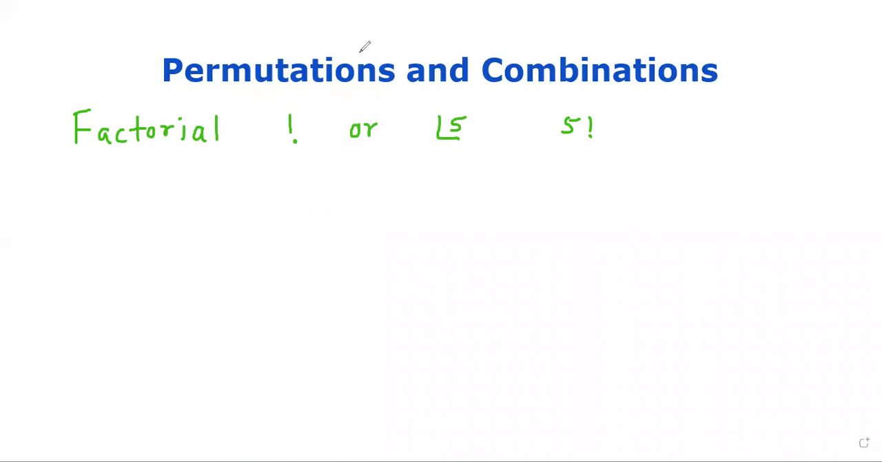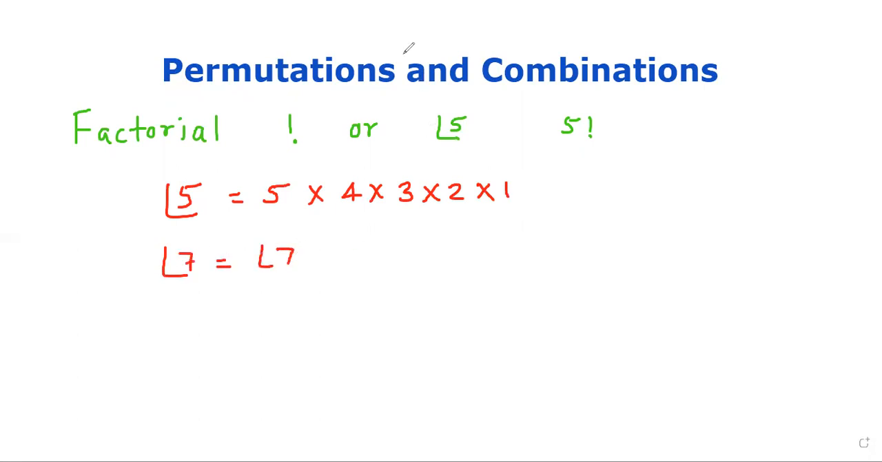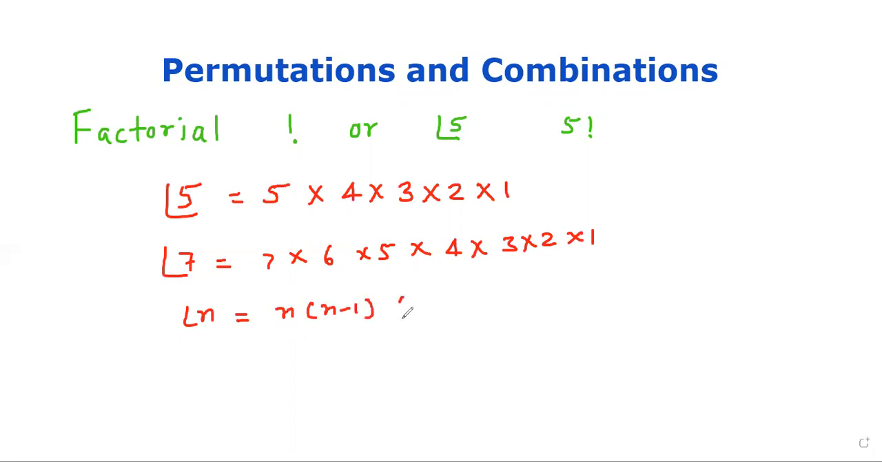Now meaning of factorial. Suppose we have factorial 5. So it can be written as 5 into 4 into 3 into 2 into 1. Suppose we have factorial 7, it means 7 into 6 into 5 into 4 into 3 into 2 into 1. Suppose there is factorial n, then we can write it n, n minus 1, n minus 2, dot dot dot, then 3, 2, 1.